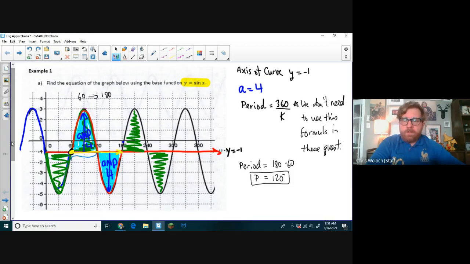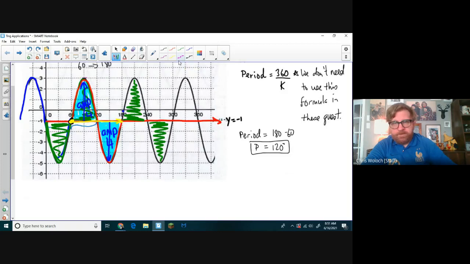So again, I have the period. For me to find the period, I don't need to use that formula, okay? But what I need to use now is the formula to get the k value. So let's put a little star here.